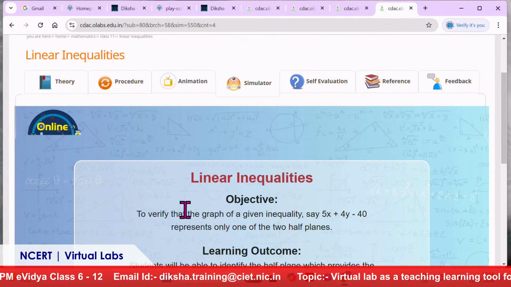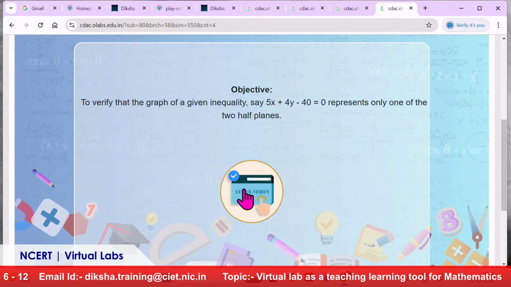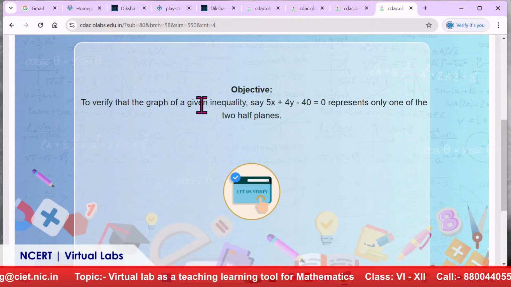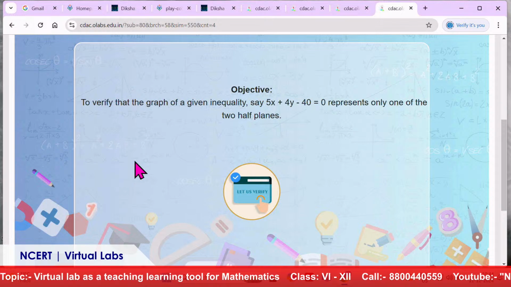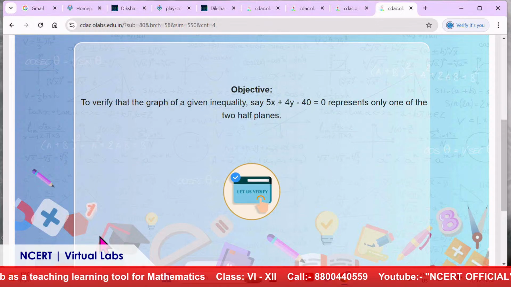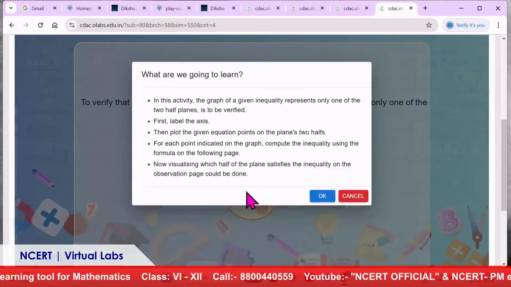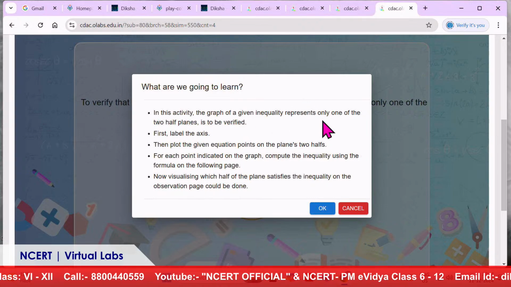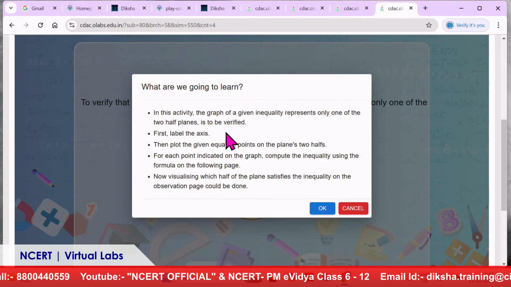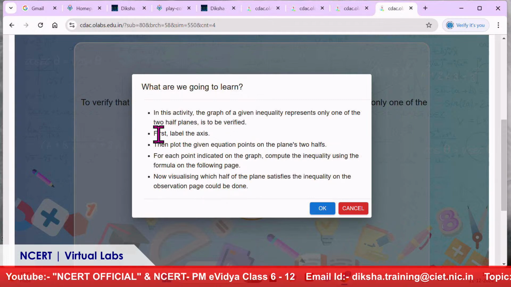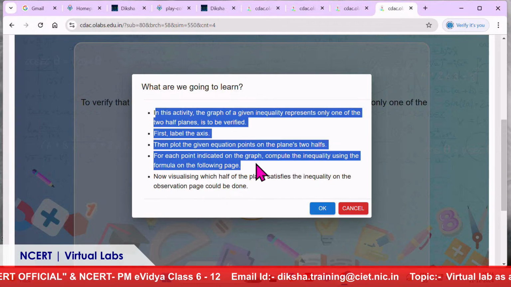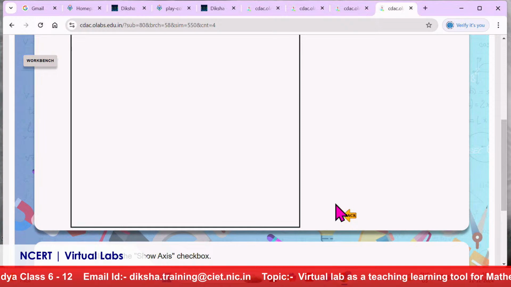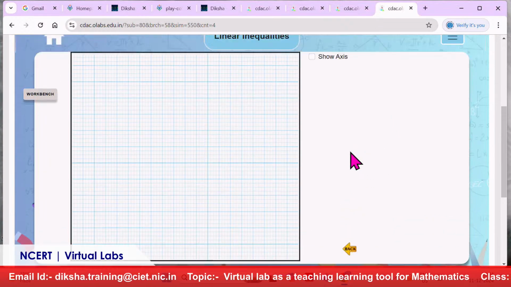So this is the inequality that we are going to prove with the virtual labs. To verify the graph of the given inequality, the inequality is 5x plus 4y minus 40 is less than or equal to 0, and we are going to represent only one of the 2 half planes. In this activity, the graph of the given inequality represents only one of the 2 half planes, which is to be verified. These are the steps that they can read before performing the experiment, so we are getting the learning outcome before performing an activity.